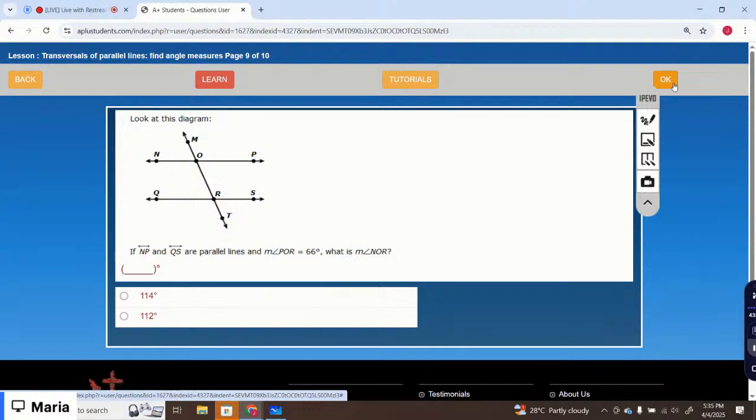If NP and QS are parallel lines, POR is 66 degrees, then NOR equals 114 degrees. Option number one is the correct option.